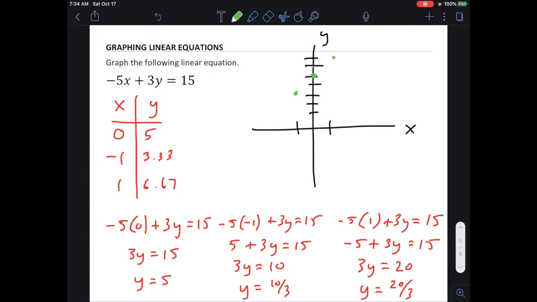So you can see that they end up looking like they're on a straight line. Now, if one of these was way off somewhere, if it was way off over here to the right or the left, you would want to then recheck your math when you did your calculations for your ordered pair. But in this case, they look good. So I can go ahead and connect them and put arrowheads on either end.